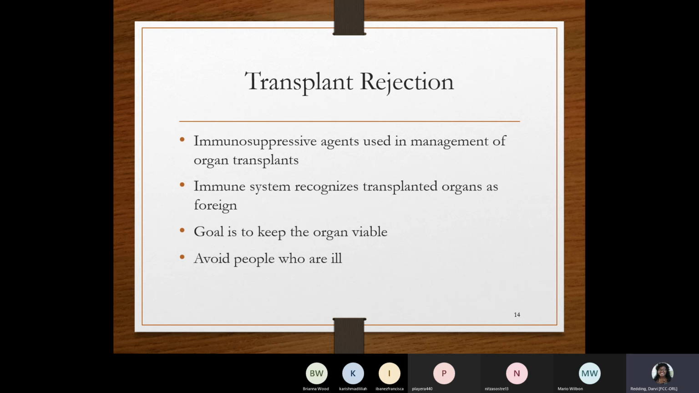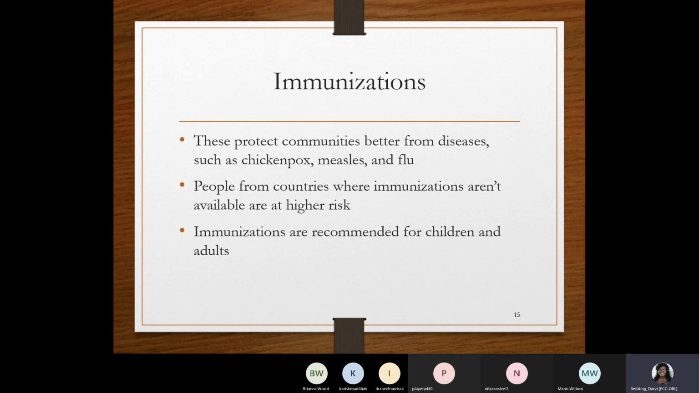So this is one of the main important things to understand when ordering medications for patients, which is to make sure the transplant medication is definitely in stock, because you never want to be at the point where the patient needs the medicine and it's not in stock, especially if they're coming for a refill. So now that we talked about the transplant rejection, we'll next learn about immunizations.